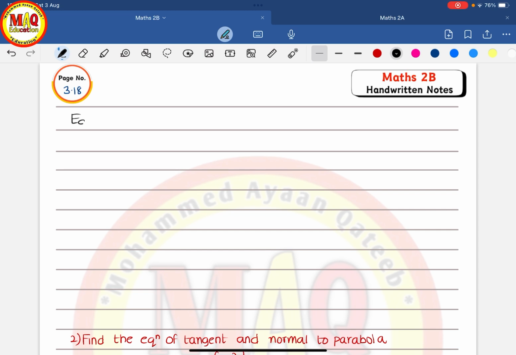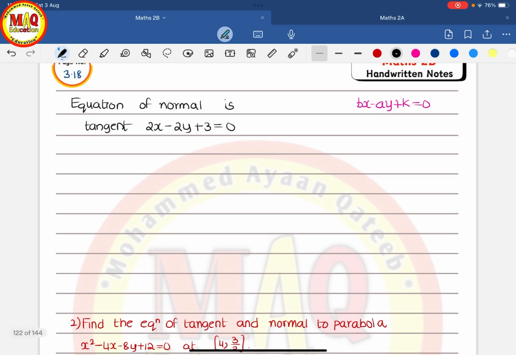So here equation of normal is, since it is perpendicular, the perpendicular line equation is bx minus ay plus k equal to 0. So we got the tangent line as 2x minus 2y plus 3 equal to 0. Okay, now compare: a value equal to 2, b value equal to minus 2, and c value will not be there.